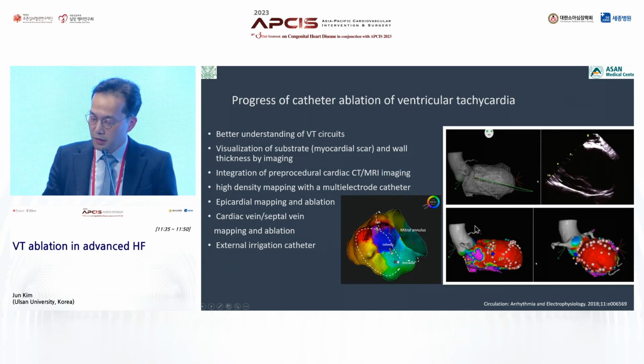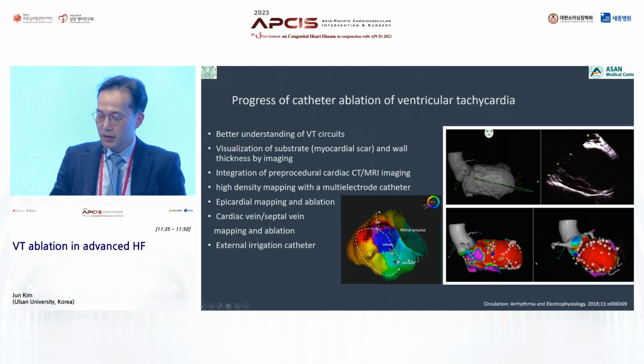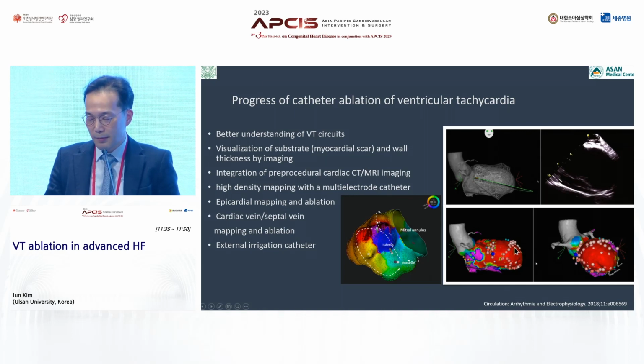And this is my case, and he has a huge anterior wall MI and aneurysm in the anterior wall. And you can see the apical aneurysm using ICE. And you can see the low voltage area in the apical aneurysm, and the pink dot denotes the ablation lesion.